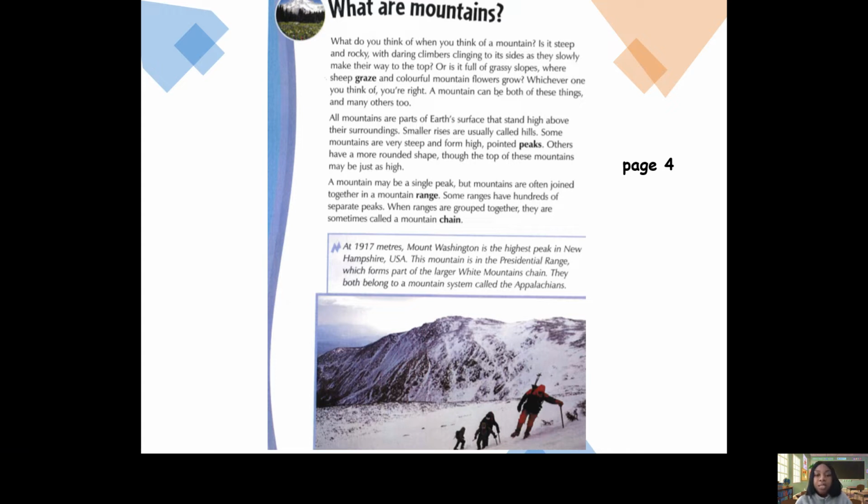A mountain may be a single peak, but mountains are often joined together in a mountain range. Some ranges have hundreds of separate peaks. When ranges are grouped together, they are sometimes called a mountain chain. So when you have lots of different mountains together, they are called a range. And then when lots of different ranges are joined together, they're called a mountain chain.